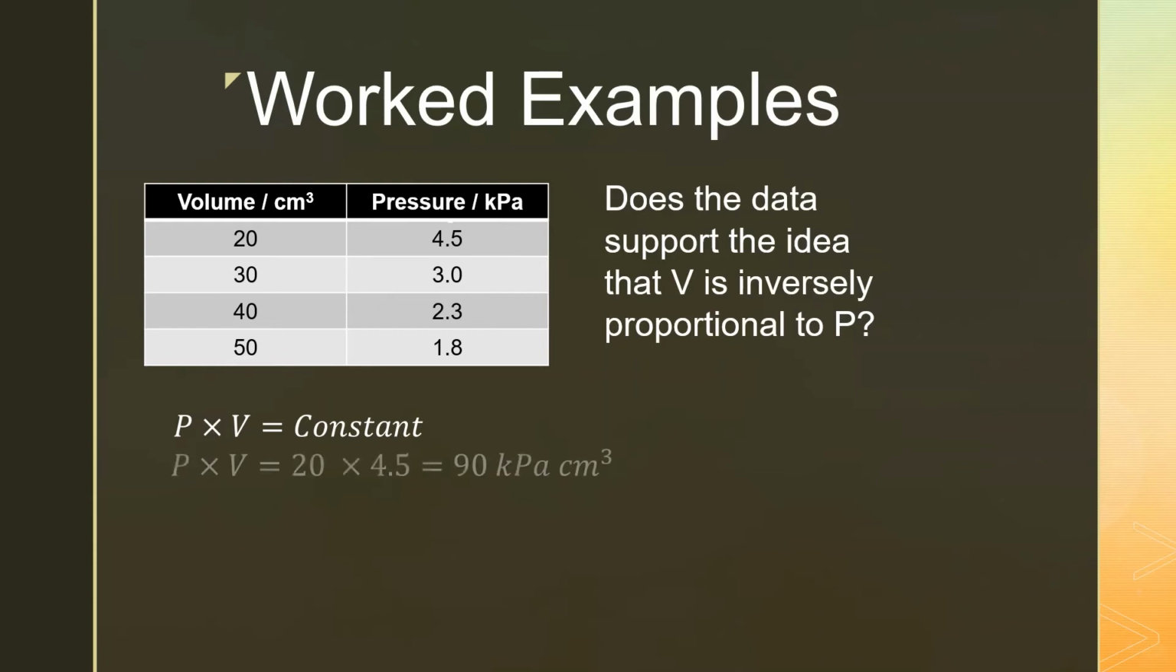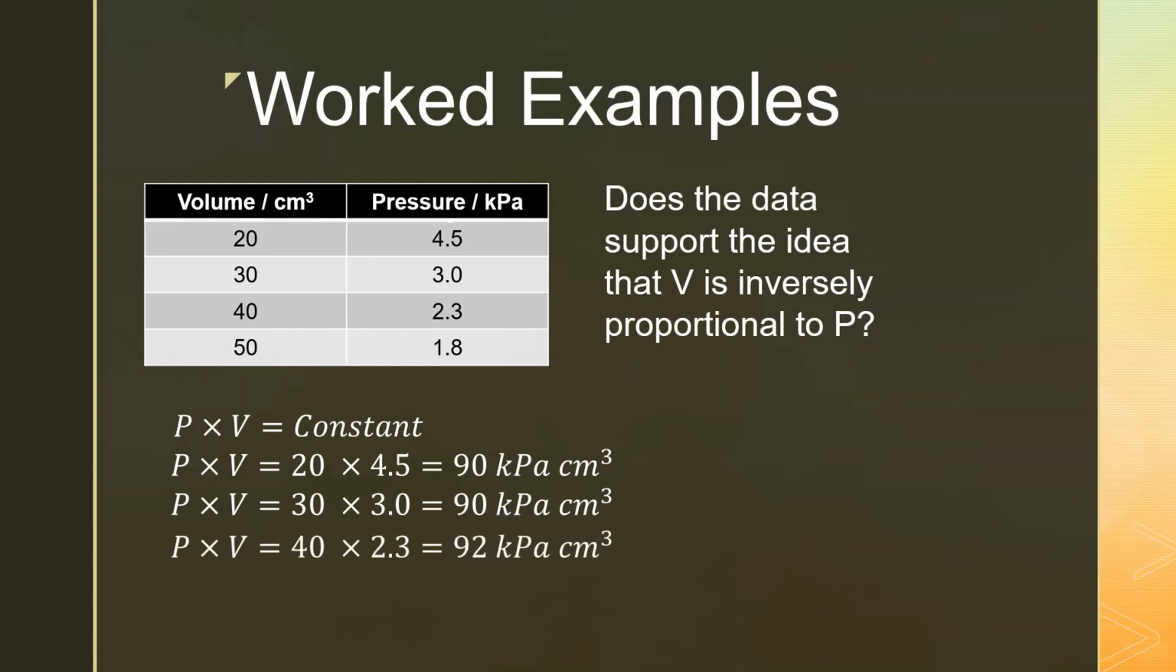So that top row, 20 times 4.5, is going to give us 90 kilopascals centimeter cubed. Let's do it for the next one. So 30 times 3.0 is going to be 90 kilopascals centimeter cubed. And let's do a third one just to make sure.